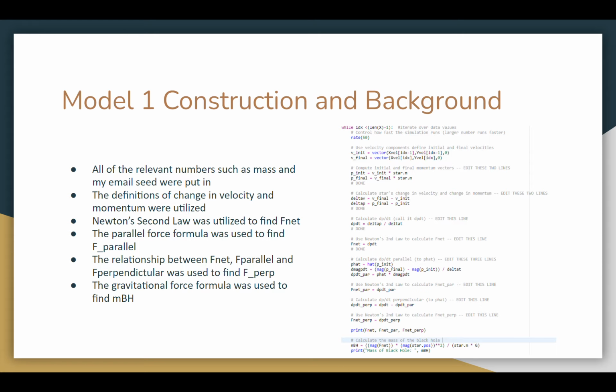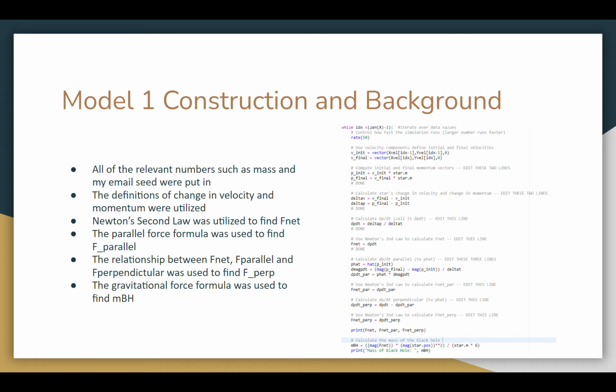So the first thing we did was construct model 1, and the purpose of model 1 was to show an object orbiting around another one and display the parallel, perpendicular, and net forces on the object, as well as determining the mass of the black hole that the object was orbiting around. So first I put in the relevant numbers such as the mass of the star and my email seed, and then from there I utilized the definitions of the change of velocity and momentum in order to find the delta v and delta p variables.